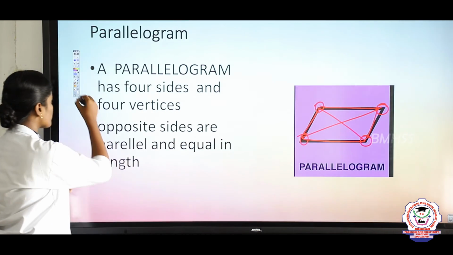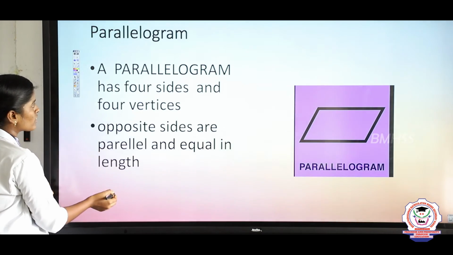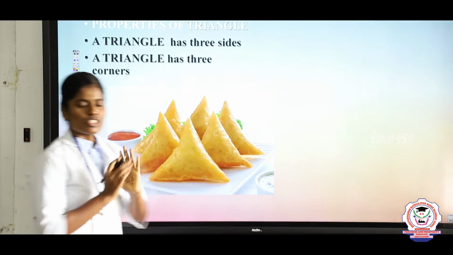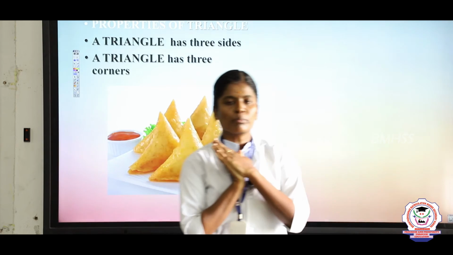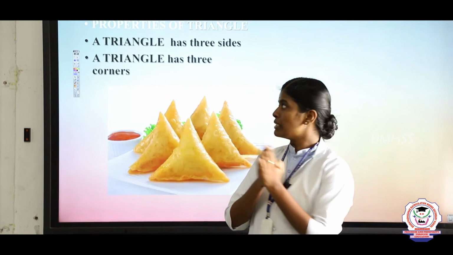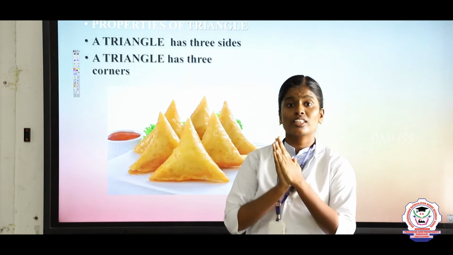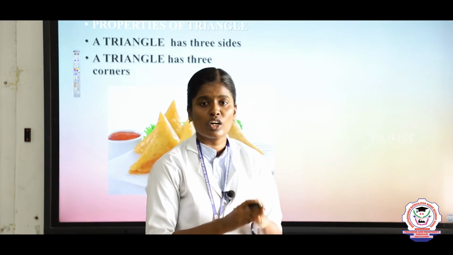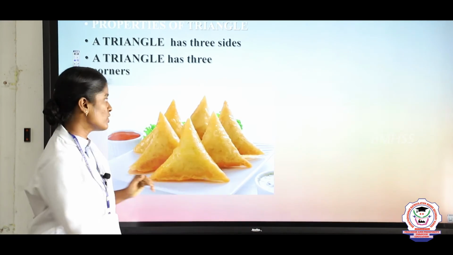Next we will see properties of triangle. So what is meant by properties of triangle? A triangle has three sides and three corners. It has how many sides and how many corners? Three sides and three corners.